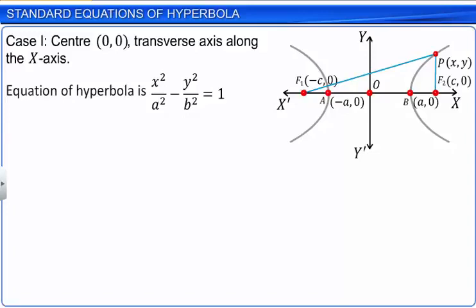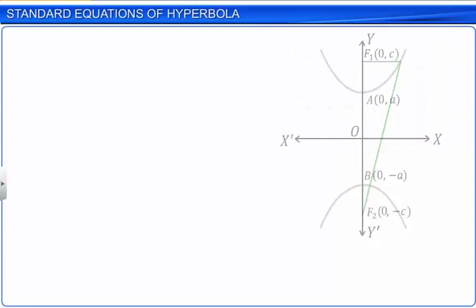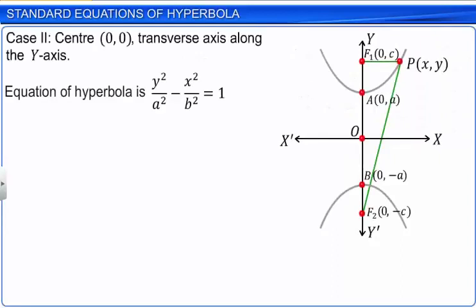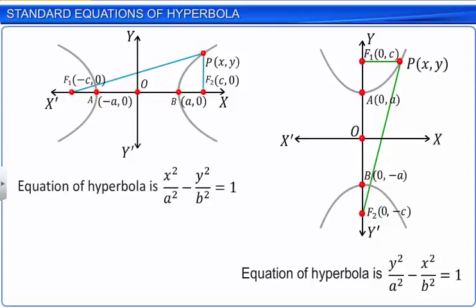Similarly, we can derive the standard equation for a hyperbola with its center at the origin and the transverse axis along the y-axis. The equation is y squared upon a squared minus x squared upon b squared is equal to 1. These two equations are called the standard equations of a hyperbola having its center at the origin and the transverse axis along the x or y-axis.